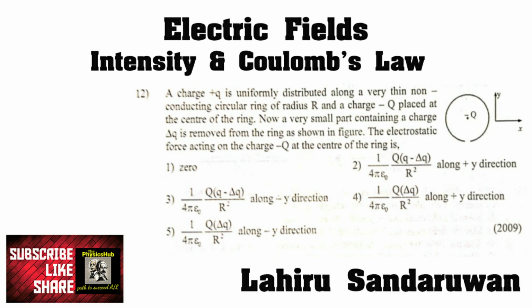A charge plus Q is uniformly distributed along a very thin non-conducting circular ring of radius r and charge minus Q placed at the center of the ring. Now a very small part containing a charge delta Q is removed from the ring as shown in the figure. The electrostatic force acting on charge minus Q at the center of the ring is?